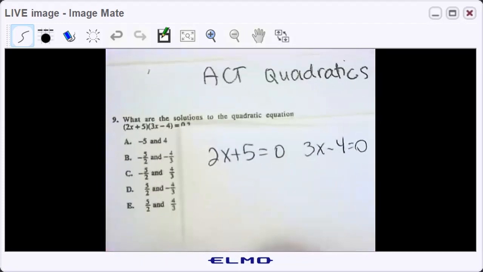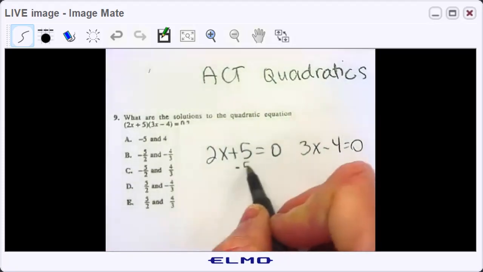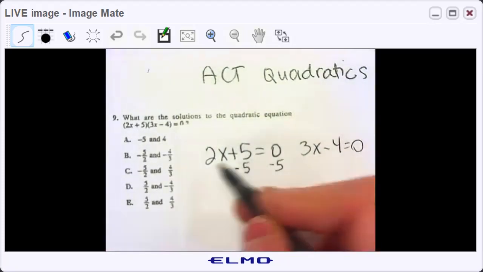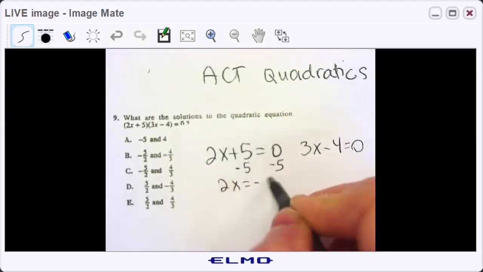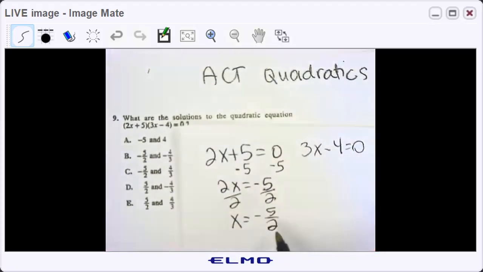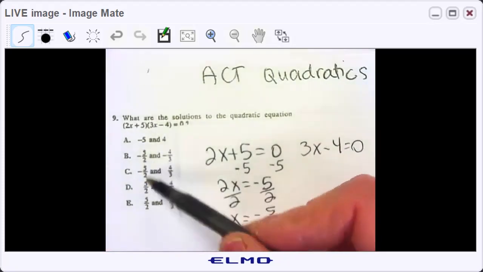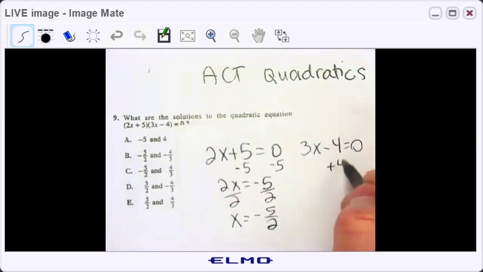So I'm going to go ahead and just individually work these two separate equations by remembering that I want to isolate and solve for x. So we're going to subtract 5 first. The only thing left now to do is divide by 2. So one of my solutions is going to be -5/2. Well, if you notice, that's in two separate answers. So we have to keep going here.